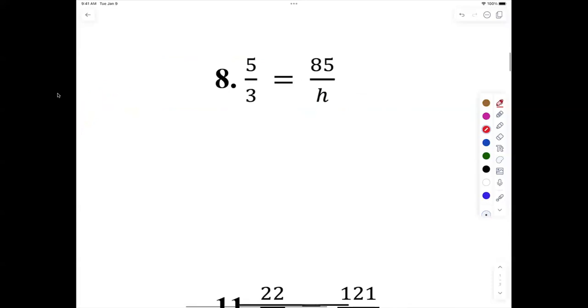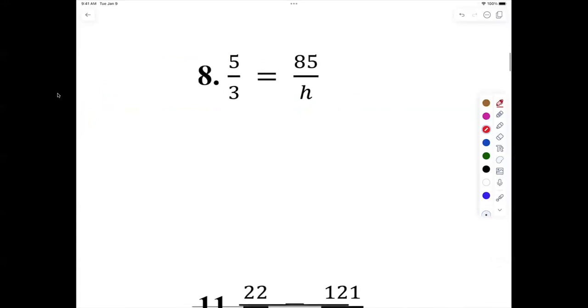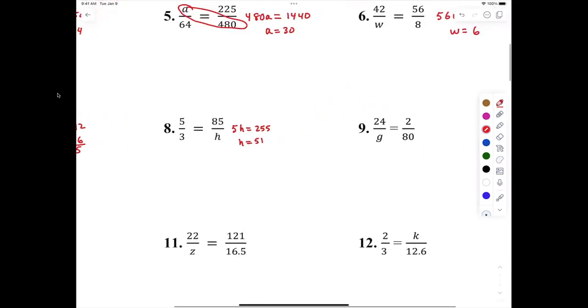All right, number 8, go. 5H equals 255. Thank you, sir. Divided by 5, and you get 51. No, you divide it by 5. Dividing by 5, we got 51, right? You good? All right, next.